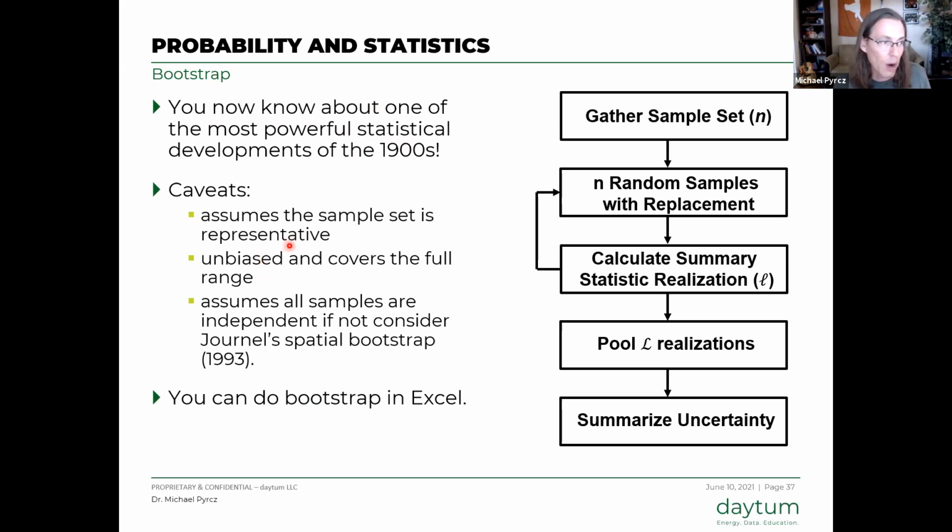Assumes the set is representative. Carol, thank you very much. You nailed it. Unbiased and covers the full range of values. If you're just missing data, you can't bootstrap your way out of that. You can't. And it assumes all samples are independent, no spatial correlation. Journel 1993 has your answer if you want to do that. And I have examples of that. I teach it as part of our LMS.